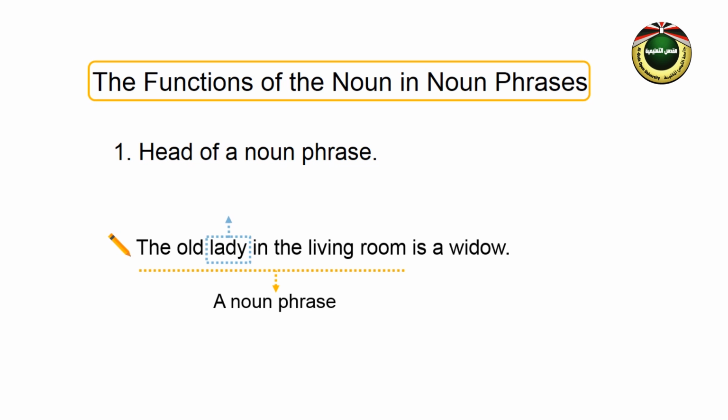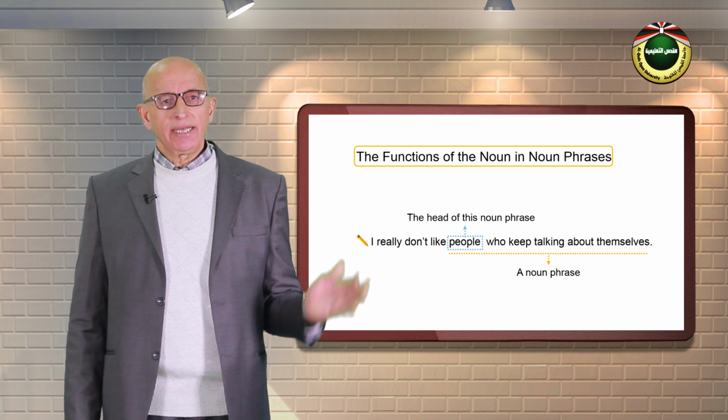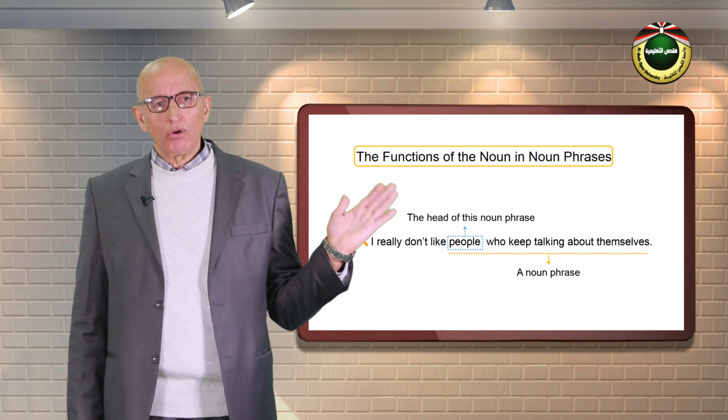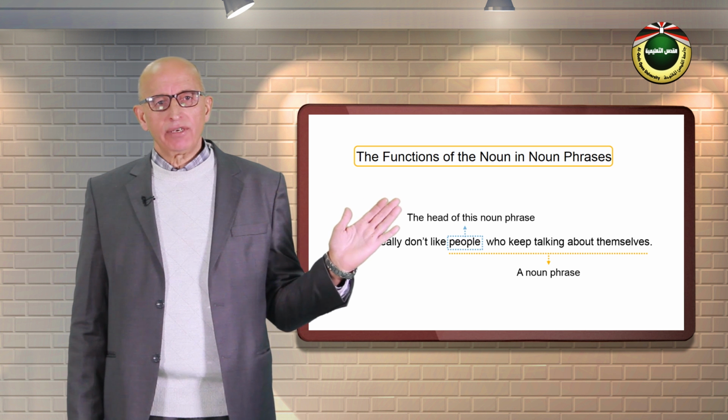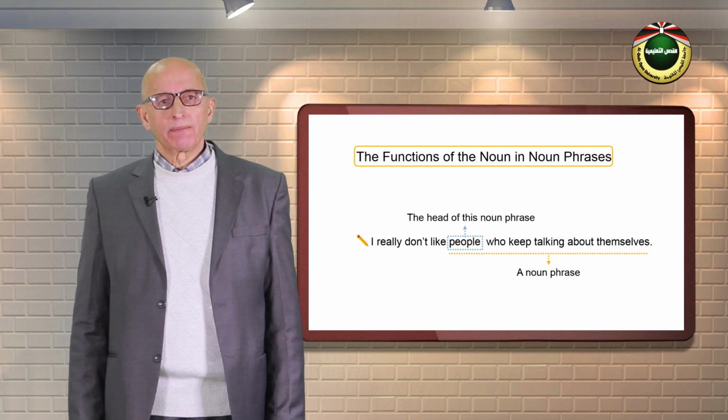In this sentence, the old lady in the living room is a noun phrase, and the word lady is the head of this noun phrase. B. I really don't like people who keep talking about themselves. In this sentence, people who keep talking about themselves is a noun phrase, and the word people is the head of this noun phrase.